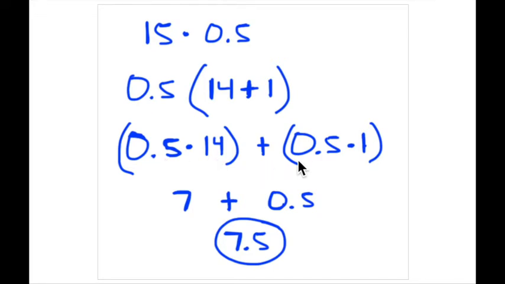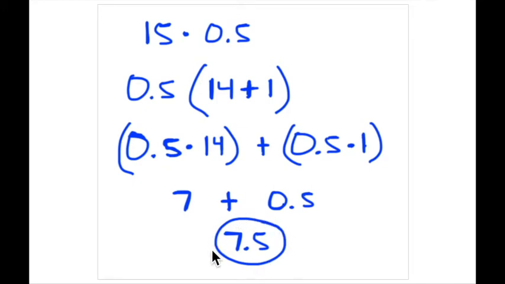And you're going to add that to 5 tenths of 1. So what's 1/2 of 1? Well, 5 tenths of 14 is 7. Half of 14 is 7. And half of 1 is 1/2, or 5 tenths of 1 is 5 tenths. Add them together and you get 7 and 5 tenths.